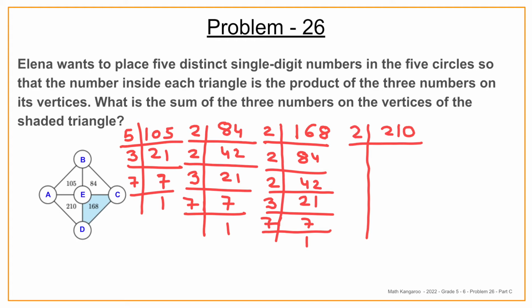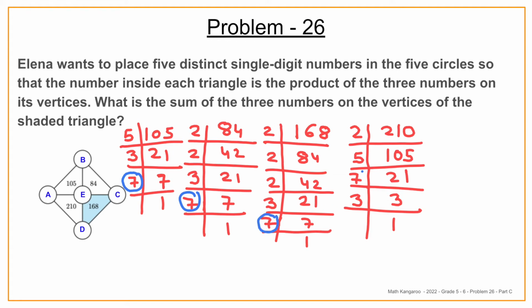We divide by 2, we get 105. We divide by 5, we get 21. We divide by 7, 3 times, and 3, 1. So by looking at the factors, we can see that 7 is common in all the products. So what does it mean? That the 7 is at the center of this picture. So our E is 7.